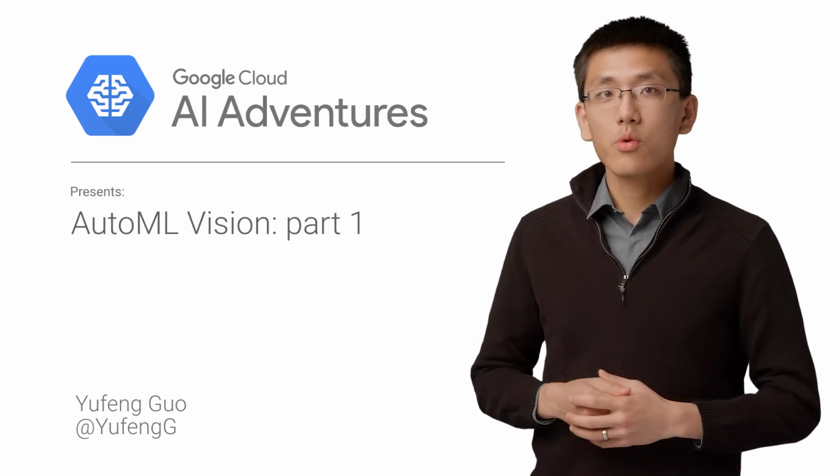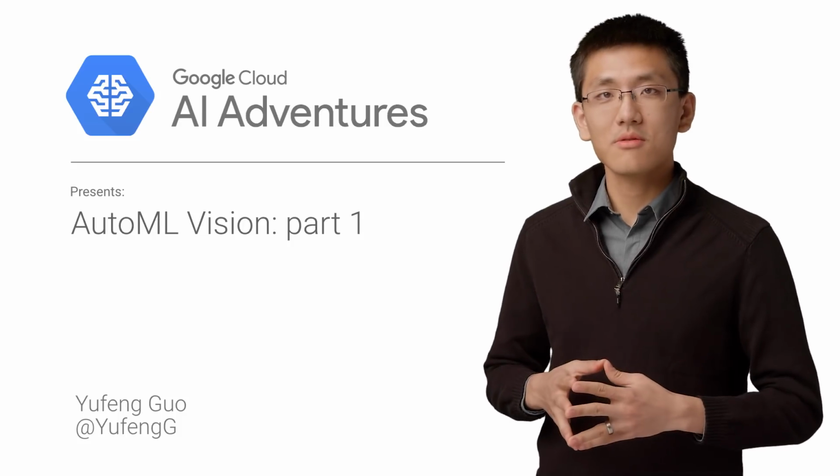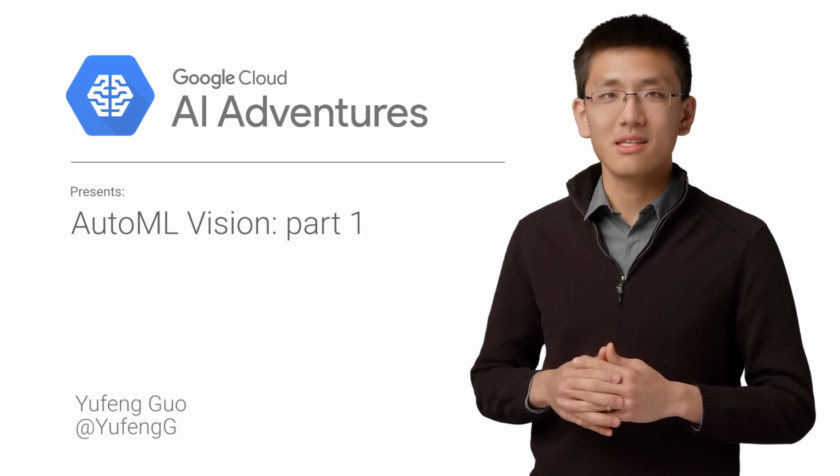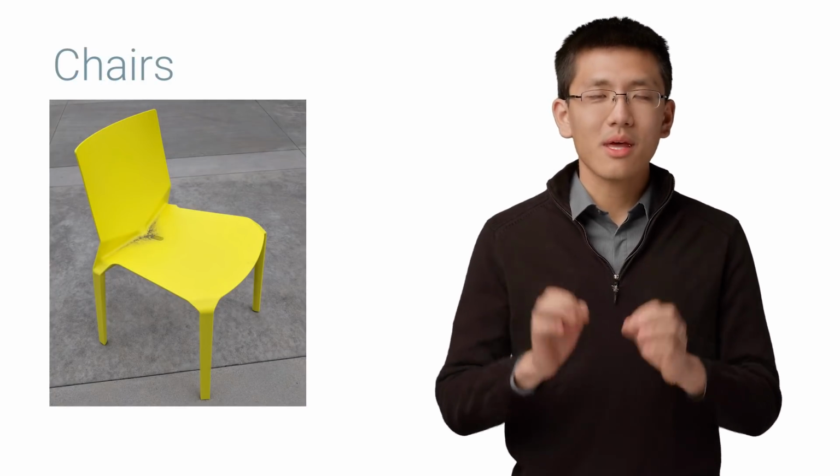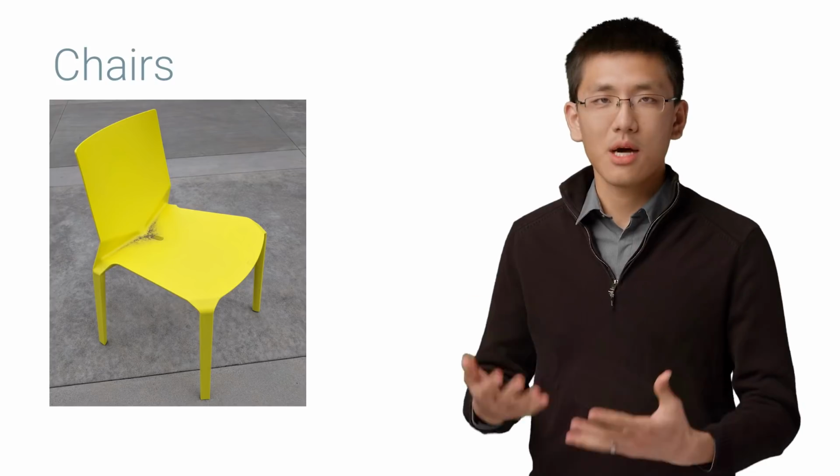My name is Yufeng Guo, and on this episode, we'll explore AutoML Vision, currently in alpha, and get our data into the right format as an input. In part 2, we'll use this data to build a model to detect what style of chair is in a picture.